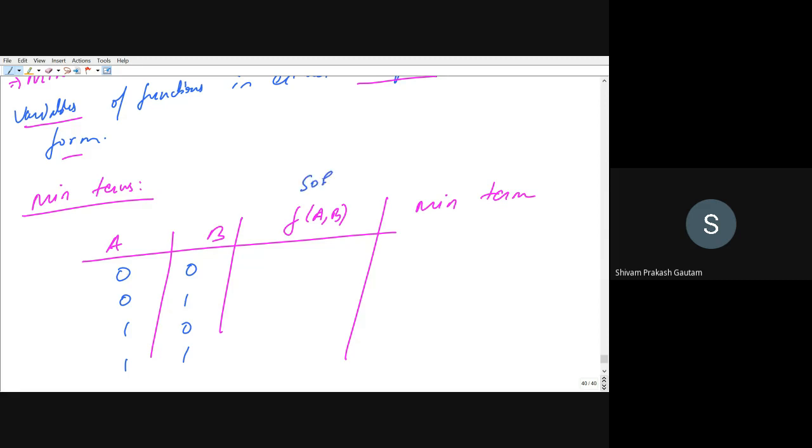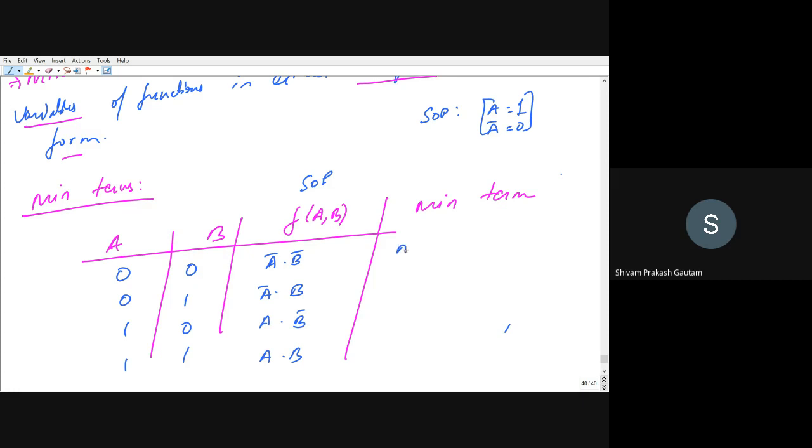You can see A is equal to 0 and B is equal to also 0. So ultimately it has to get product, right? So we can write A bar dot B bar. Similarly here you can write A bar dot B. Here you can write A dot B bar. Here you can write A dot B. In sum of product form, A represents 1 and A bar represents 0, for example, right? Similarly, B bar can also represent 0, C bar can also represent 0 in sum of product form.